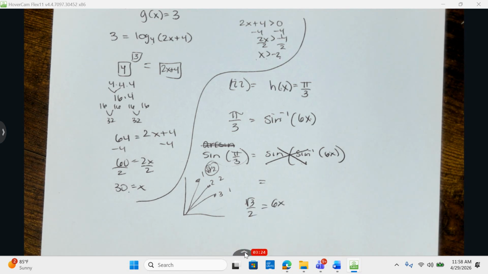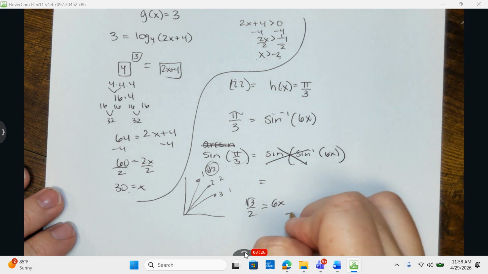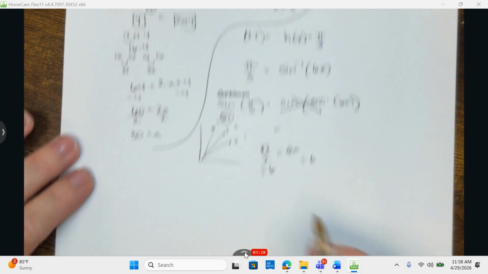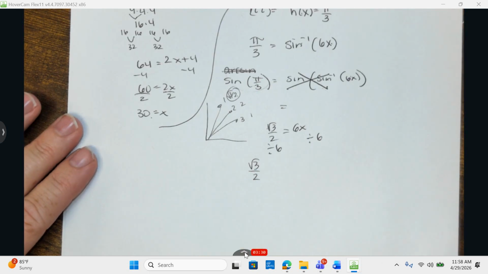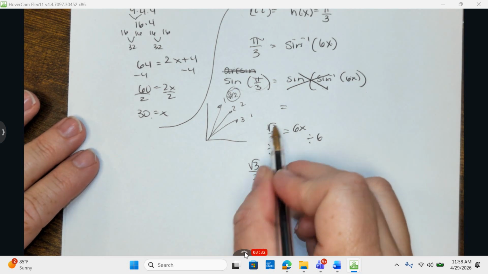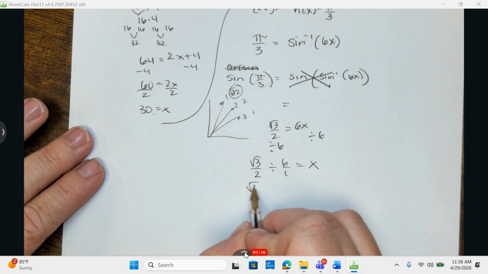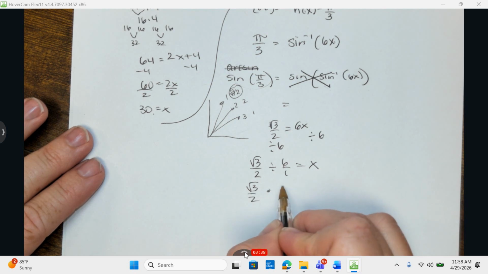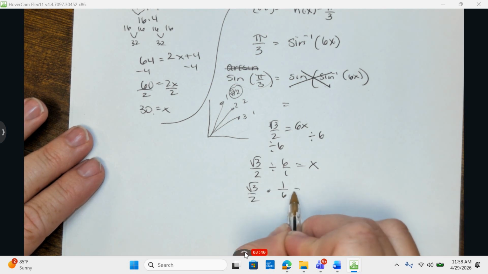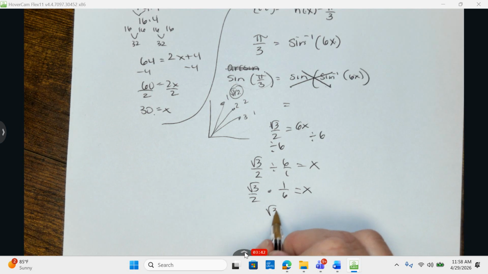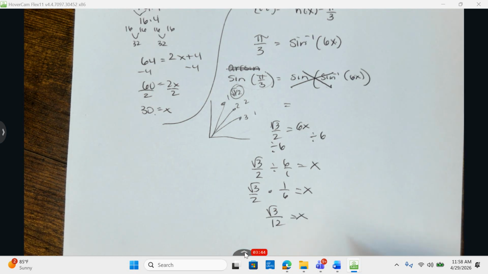Now how do I get rid of the 6? I'm going to divide this by 6 and divide this by 6. I personally like to write this horizontally. I have this quantity divided by 6. So stay, change, flip. So square root of 3 over 12. A great question I often get asked is, can the 3 and the 12 be reduced? They're not in the same form. They cannot be reduced. This is my final answer.